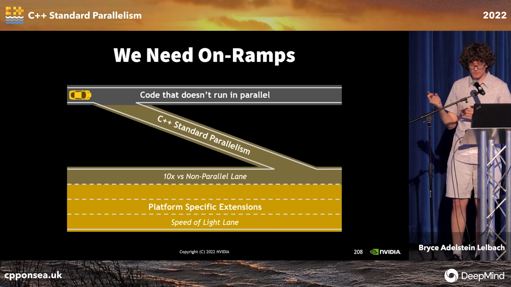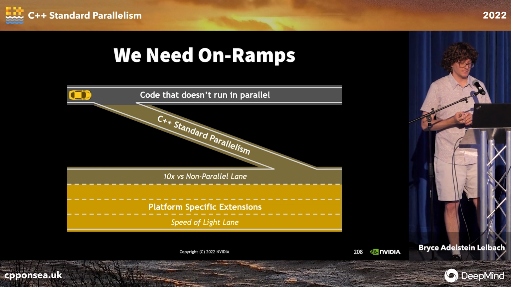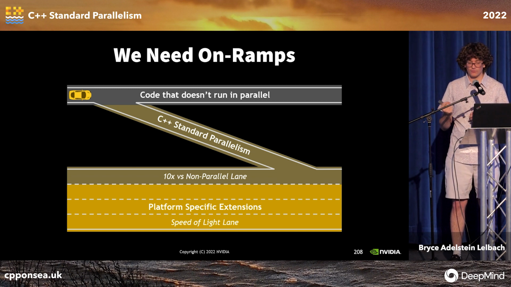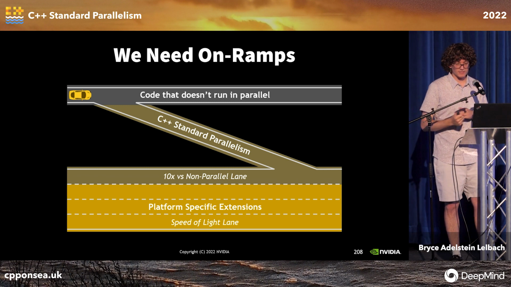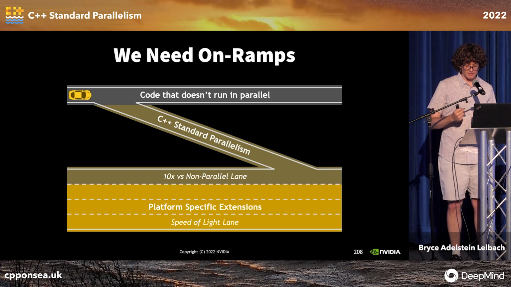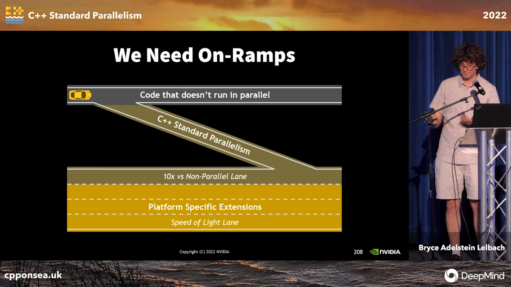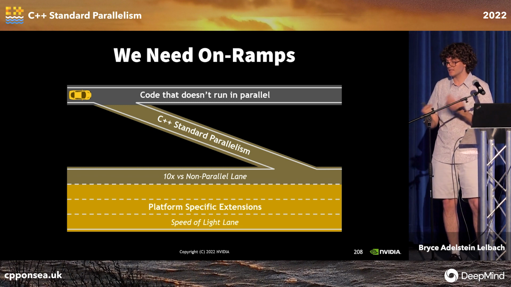So I want to end where we started with our goal, which is that we need on-ramps to parallelism in standard C++. Almost all platforms today are parallel, yet a shocking amount of code does not take advantage of that parallelism. So we want to normalize parallelism and accelerated computing. Writing parallel C++ code should be easy and natural. Parallelism should be something that we do by default, not something that we have to explicitly think about or opt into.